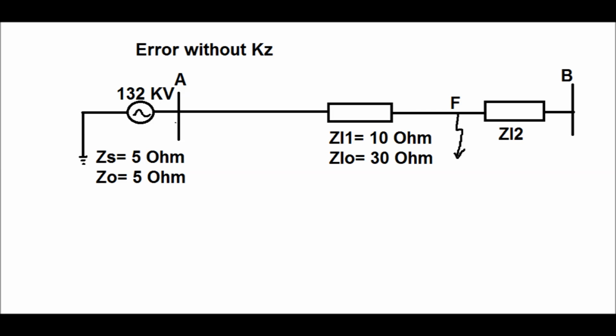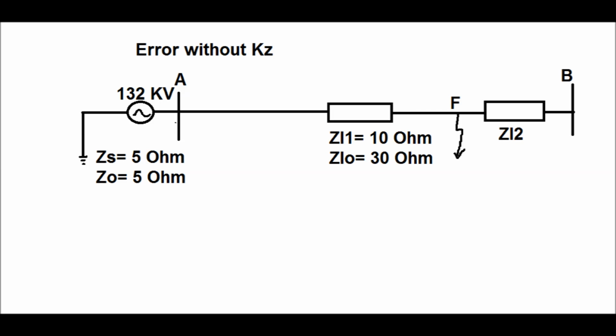In this figure, a single line diagram has been shown where substation A is connected with a source voltage of 132 kV, that is the phase to phase voltage, or we can say the line to line voltage, and the source impedance. The positive sequence impedance and negative sequence impedance of the source are equal, that is 5 ohm, and the zero sequence impedance is also 5 ohm.